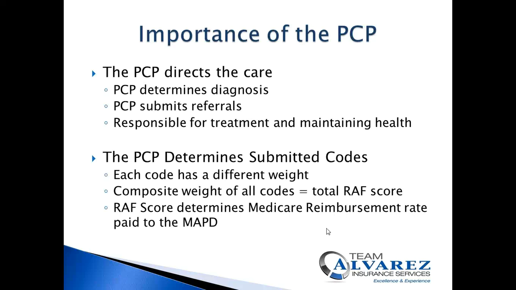So the PCP determines what codes are submitted, and again, each code has a different weight. You're taking the composite weight of all the codes submitted for one specific patient's makeup, which equates to the RAF score. So again, the HCC codes determine what the RAF score is, and the RAF score determines what the Medicare reimbursement rate is paid to the MAPD plan.